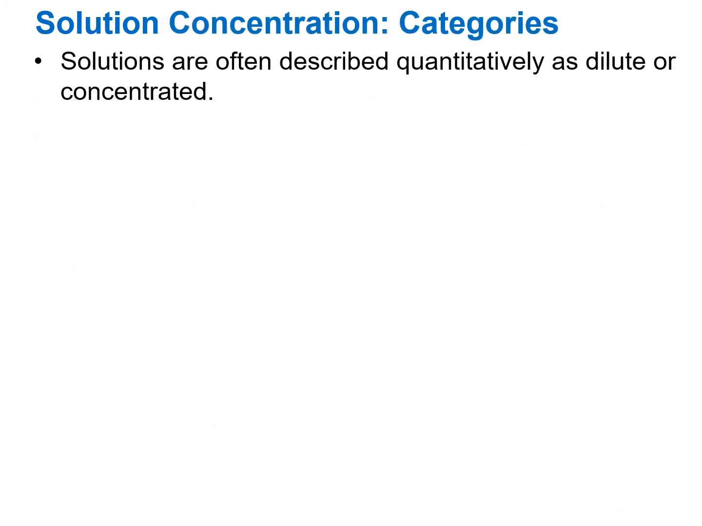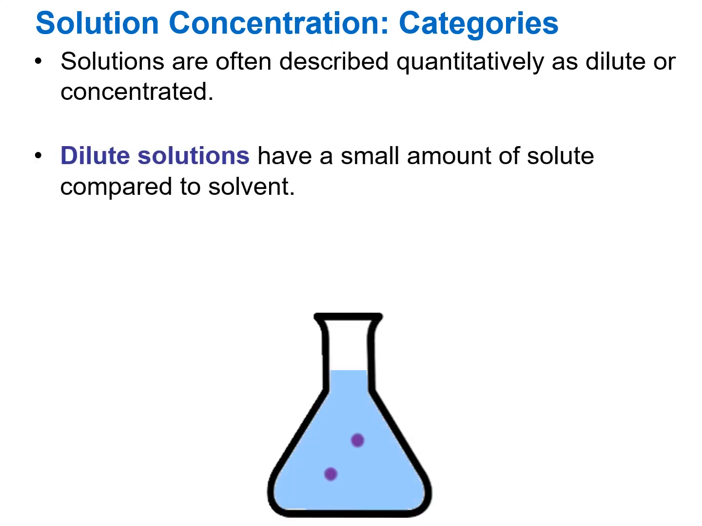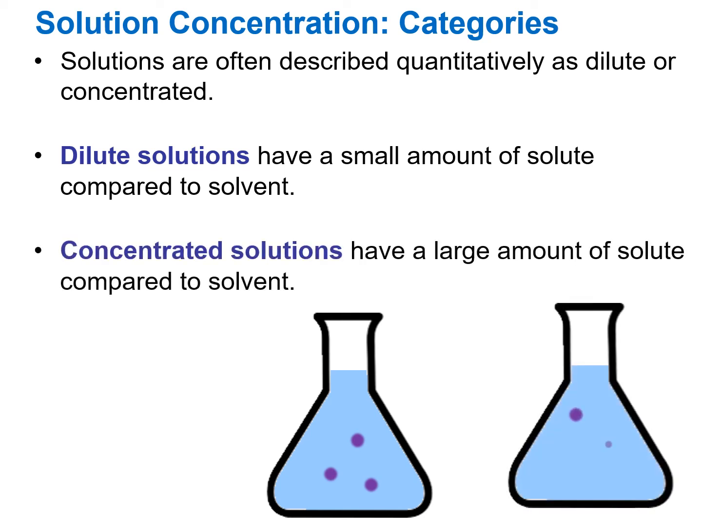So when we talk about our solutions, one of the things, or possibly the thing that we really want to know is how much solvent and how much solute do we actually have in our container? And what sort of ratio are they coming in at? And as a result, we have a couple of ways of describing this information. One of them is to say that we have a dilute solution, which is when we have a small amount of solute compared to the amount of solvent. The other way is to say that we have a concentrated solution, which means that we have a large amount of solute compared to the solvent.